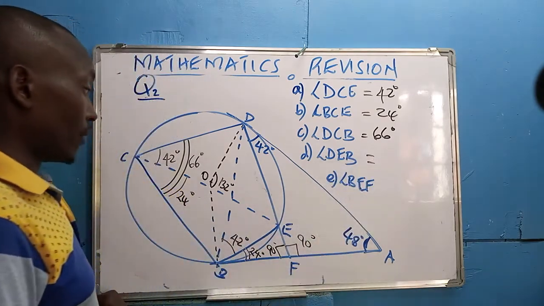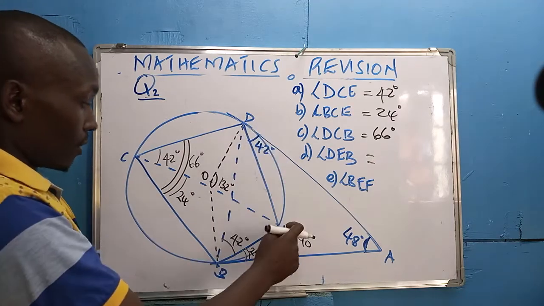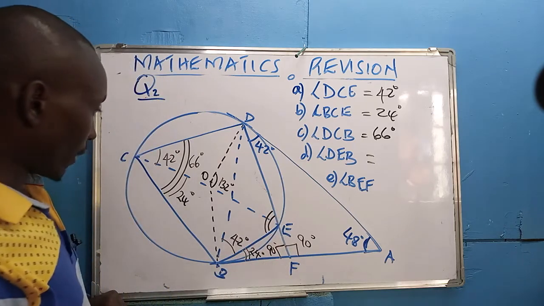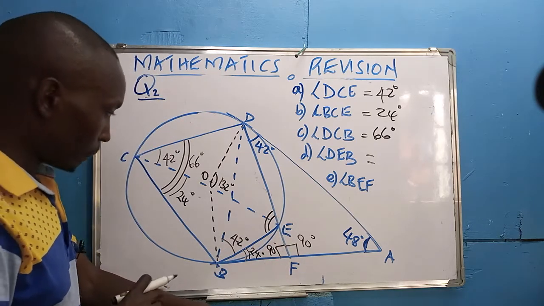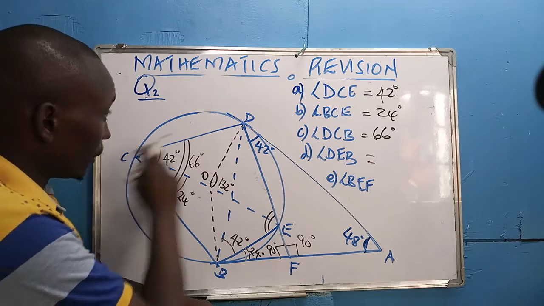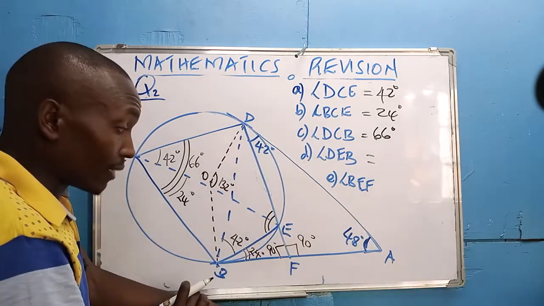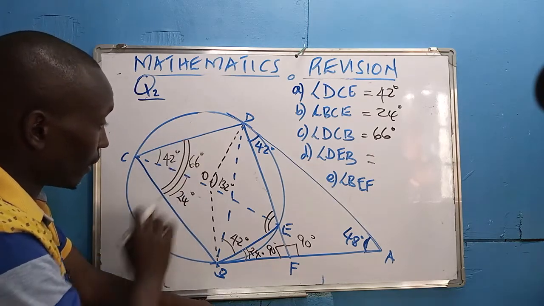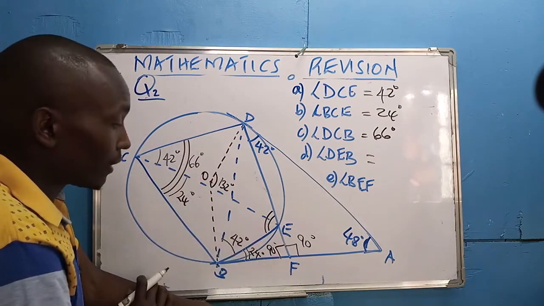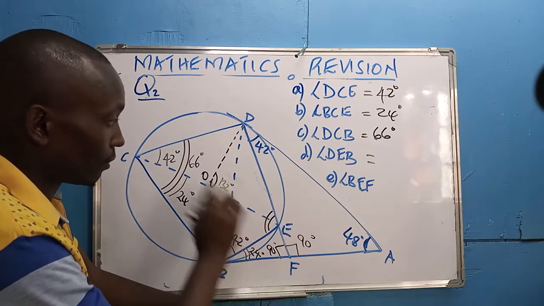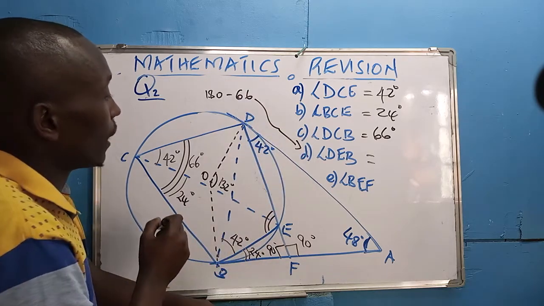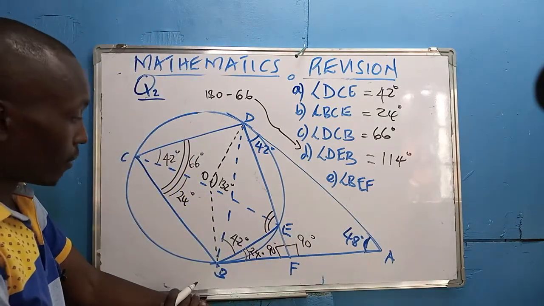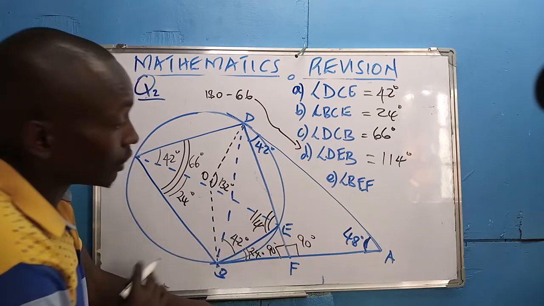Then DEB. That angle, we had not worked it out, but we can work it out now. The whole of this angle, look at this, CDEB is a cyclic quadrilateral. So with that, if this is 66, automatically that is 180 minus 66, and you get the answer for that, 114 degrees. So this is 114 degrees.